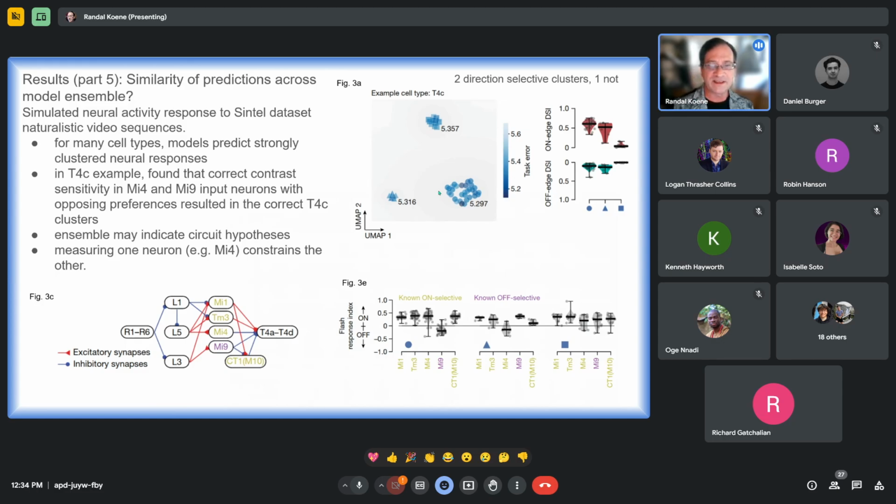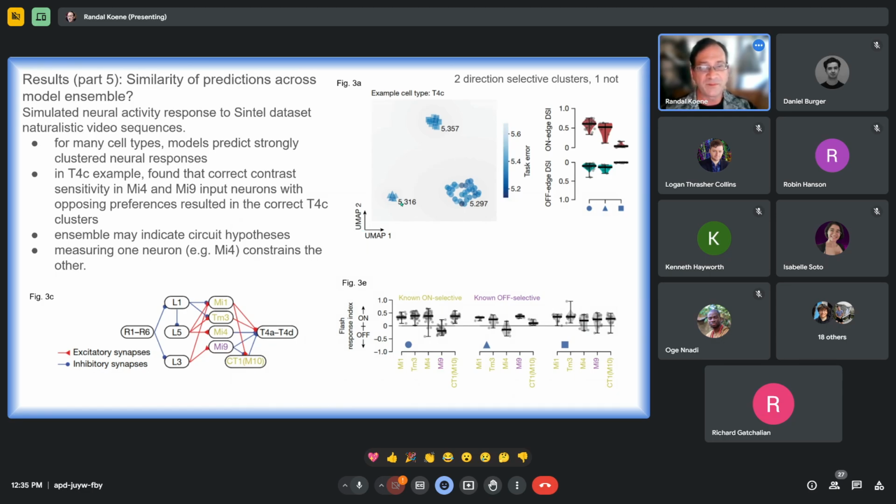The authors further investigated how similar the predictions are across the ensemble of optimized models, how well they fare, and what kinds of distinctions you can find between them. They carried out a UMAP dimension reduction to find clusters in 2D that still maintain the global characteristics of each of the different models. And then they compared this for cell type T4C here in figure A. So you see 3 clusters.